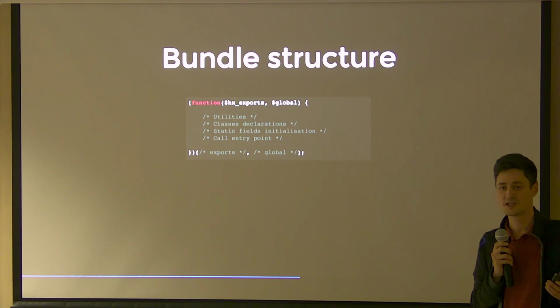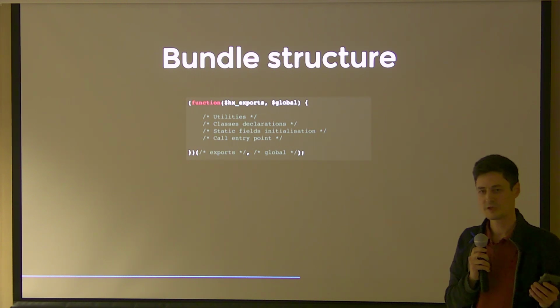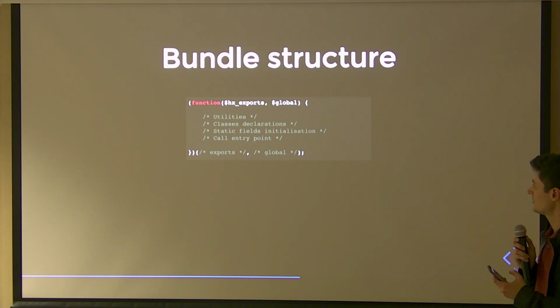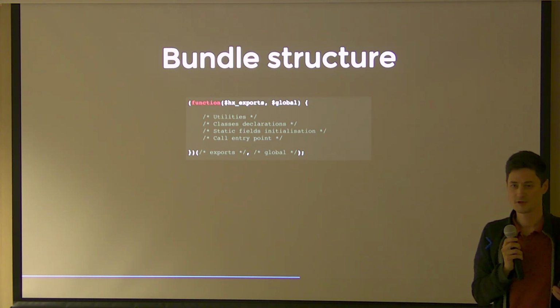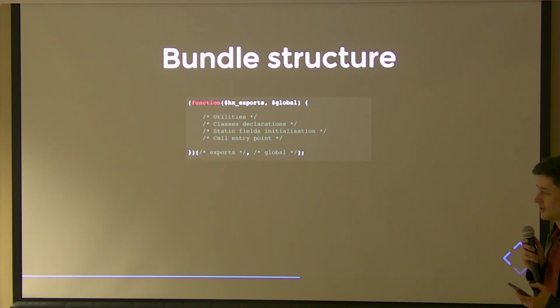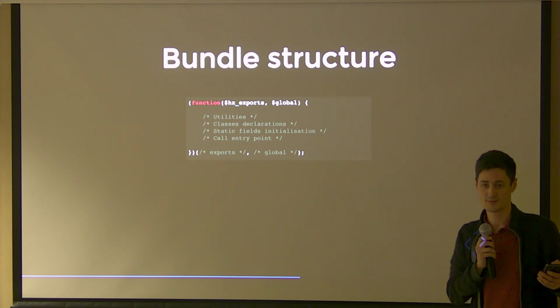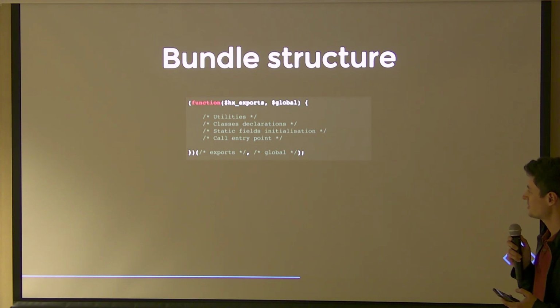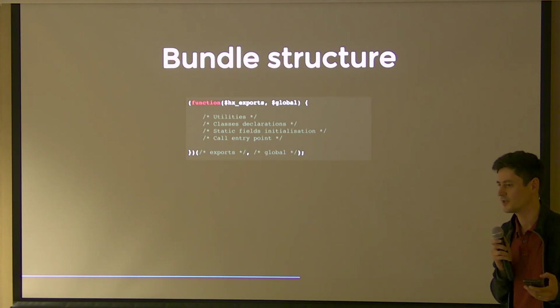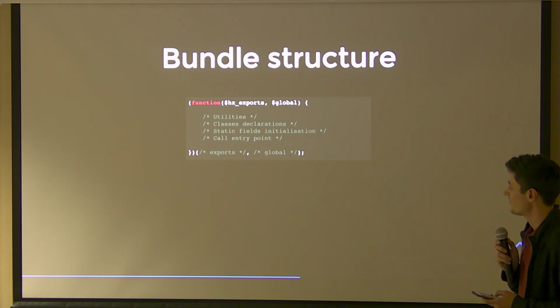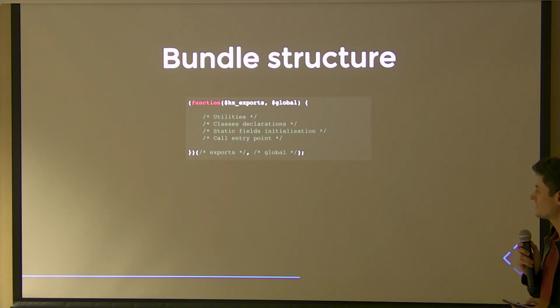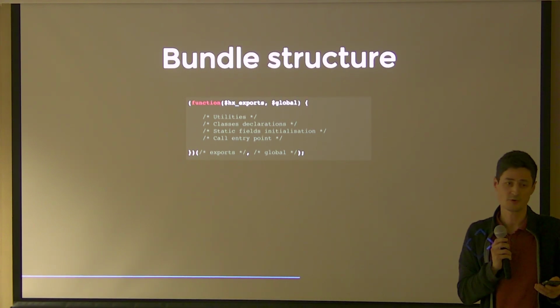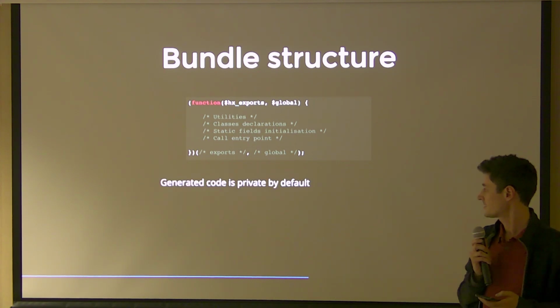And you can imagine that all your classes are going to be transformed individually, and they are going to be put together into a bundle, which is, unsurprisingly, an auto-executable anonymous function. So everything inside is private until you decide that it has to be public. It is structured with utilities, like how to extend another class, then the class declarations themselves, then all the static field initializations get together, and at the very end, it may call your entry point if you have one. That's very nice and clean.